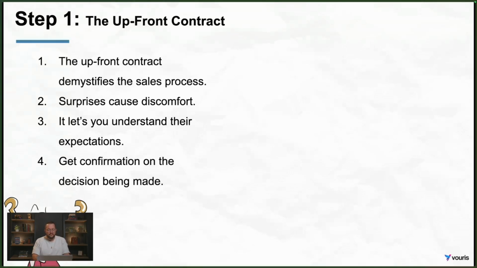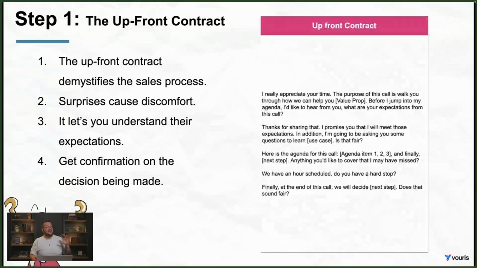So what does it look like? Here is the upfront contract. This is an example. I'm going to read through it first, then break down for you why this works and how it's structured. I really appreciate your time. The purpose of this call is to walk you through how we can help you, whatever you help them with. That's the value prop. Before I jump into my agenda, I'd like to hear from you. What are your expectations from the call? This is critical for understanding their expectations. We're on a discovery call and they're expecting a demo. I can address it here right in the beginning. So there's no surprises. They're not sitting there thinking, oh, I thought I was going to see a demo today, right?